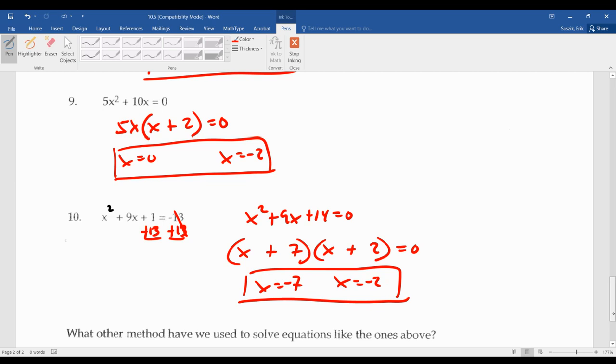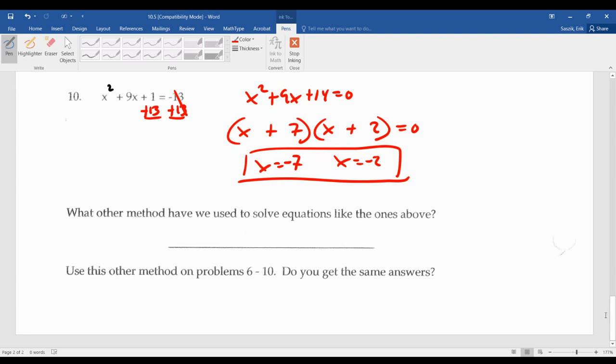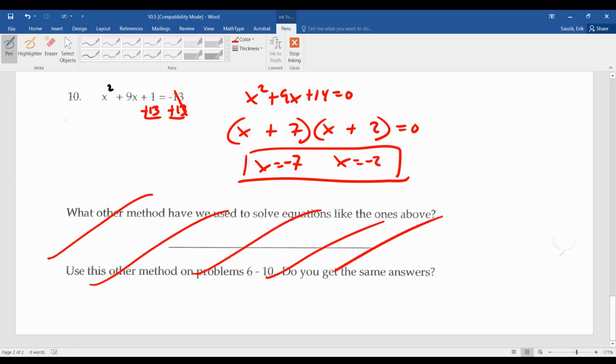Don't worry about this thing on the bottom. What other method have we used to solve equations like the ones above? We actually haven't done another method, so don't worry about this. There you go.